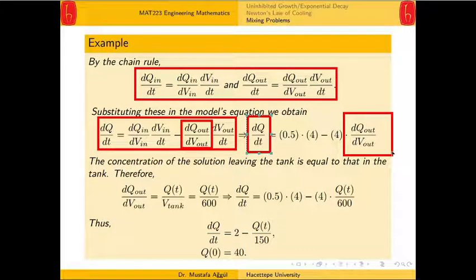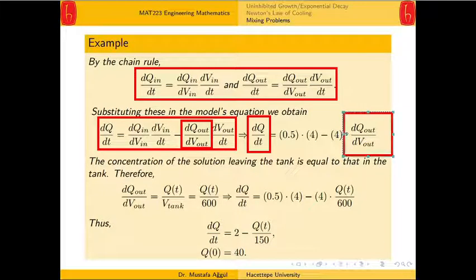Okay, so we need to compare this with that and try to find something. We try to relate this dq_out/dv_out with this q parameter, otherwise this problem is not solvable because we have two unknowns, right?